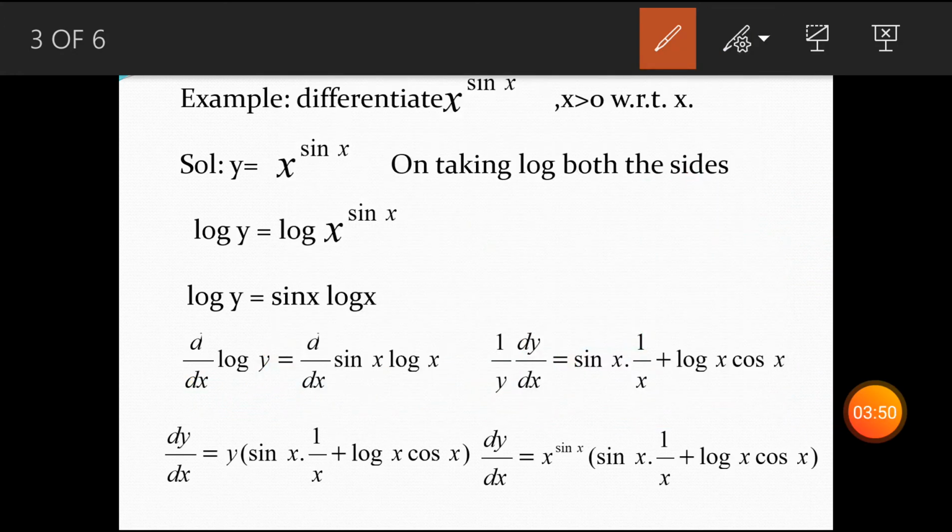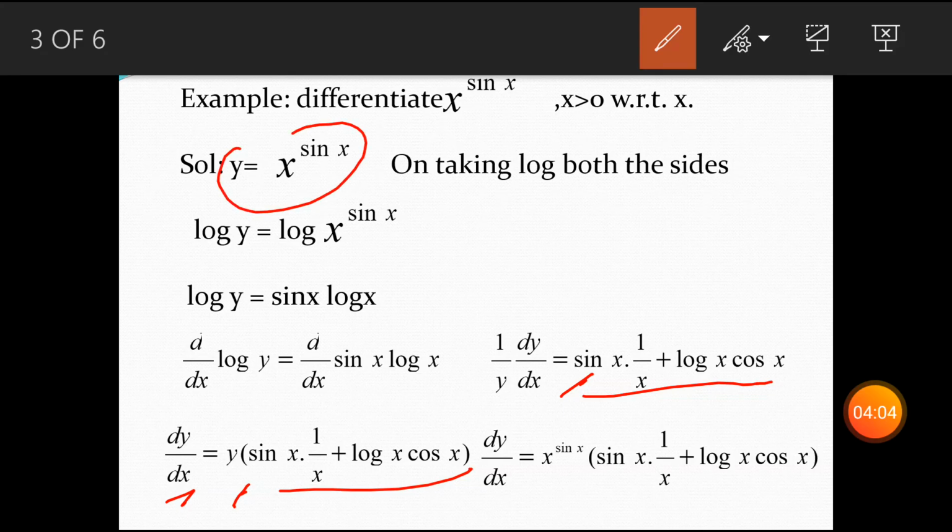Now you see, from here dy over dx is, just take y to this side, so it will become y, and within the bracket, this expression. So what is the value of y? That is x to the power sin x. So dy upon dx equals x to the power sin x, and hold this bracket. This is how you are going to solve the question. If you want, you can take it inside and after that again you can write a line. So we solve it up to the level we can solve, and it should be in the simplest terms.